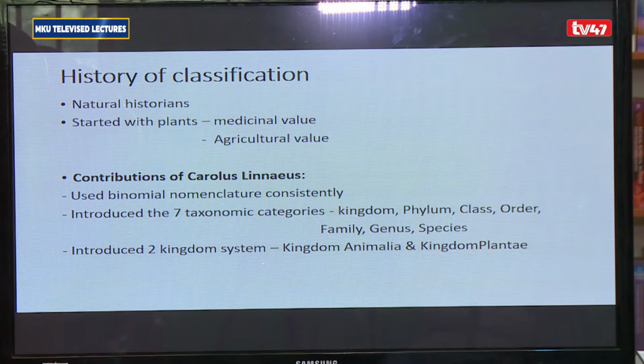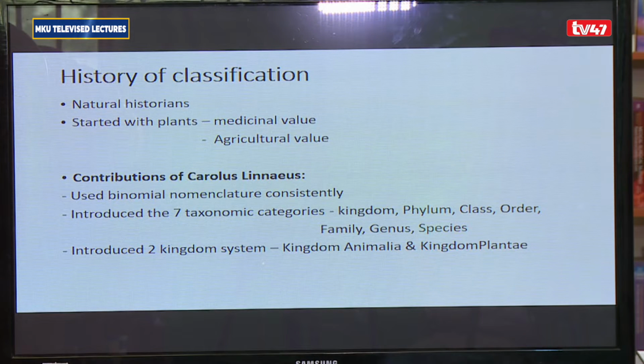So look at the contribution specifically of Carolus Linnaeus. Many early historians had tried to name living things, and even one of them introduced binomial nomenclature, but it was inconsistent, it was not working well. A number had tried to introduce categories or groups into which living things could be placed, but it was not very systematic. So Carolus Linnaeus contributed by introducing consistency into binomial nomenclature, he was able to use binomial nomenclature in a consistent manner.